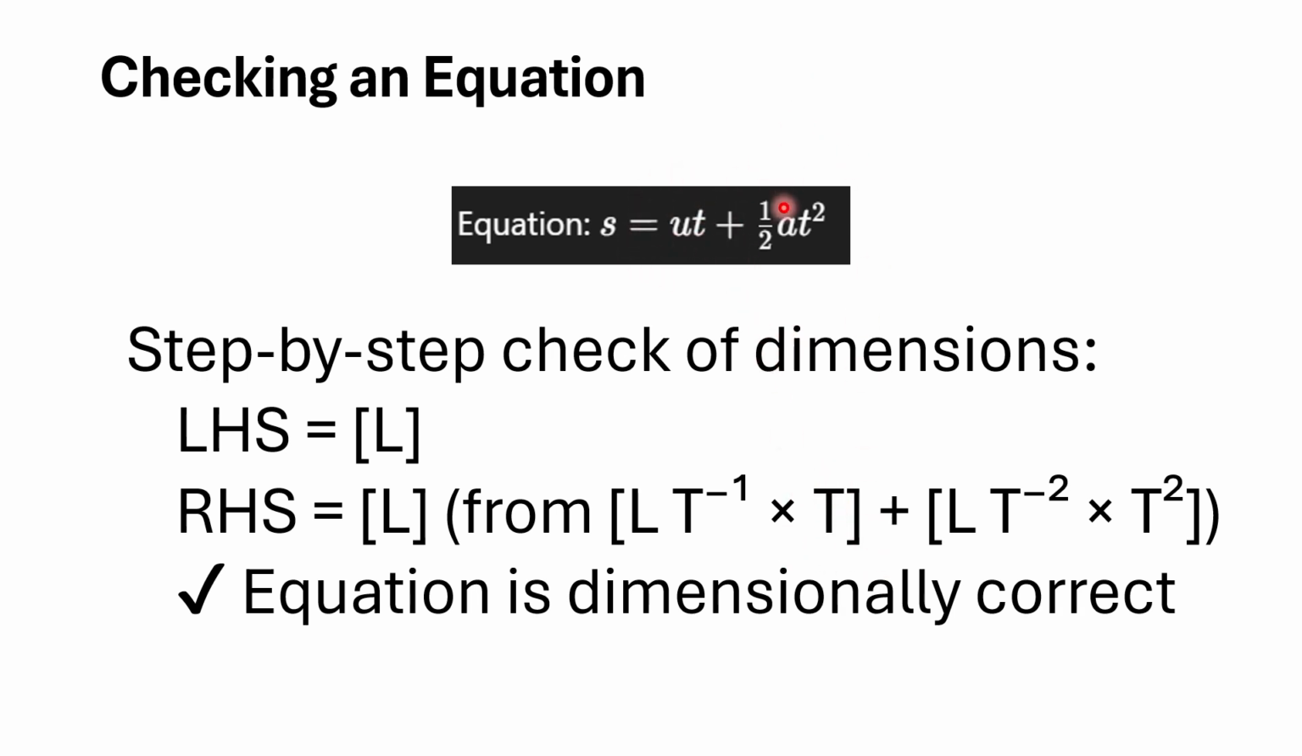Now for this term, forget about the 1 by 2, I will tell you about it later. First look at this side: a is meter per second squared, so L times T to the minus 2. It shows the acceleration, multiplied by time squared, we have t squared. So over here the dimension is also L. So now look at it.